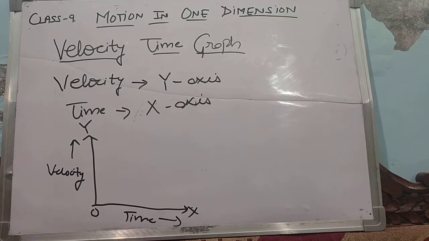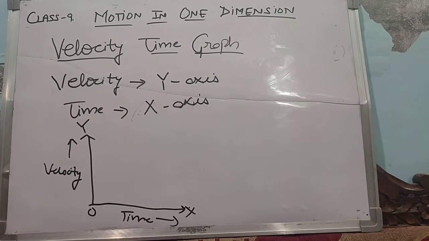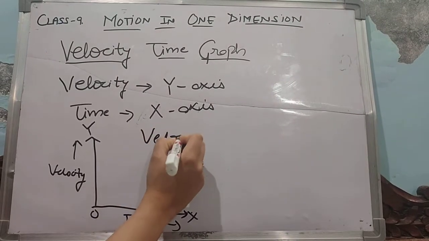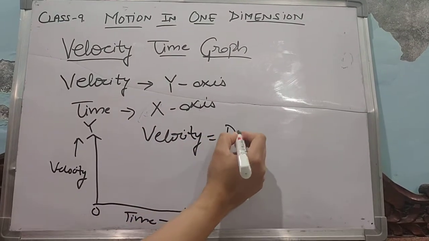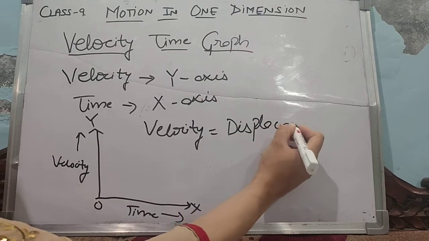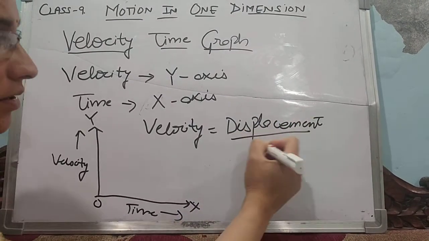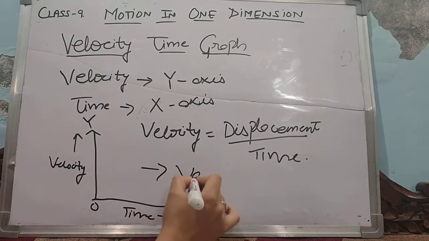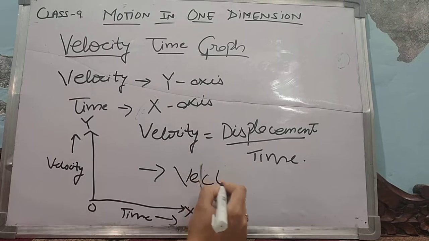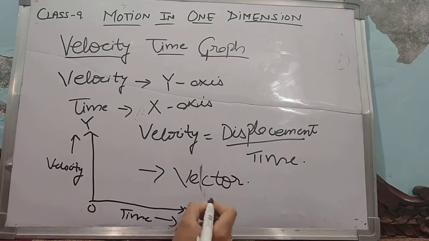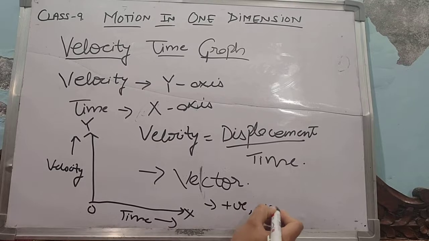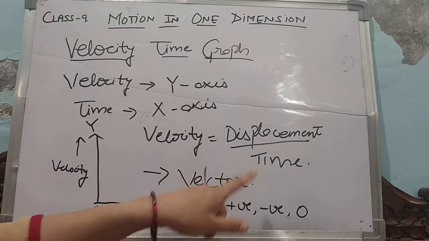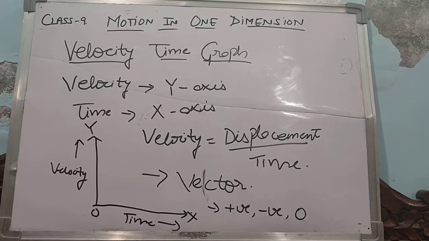As you all know, what is velocity? It is rate of change of displacement. So we can write velocity as displacement upon time. As we all know that velocity is a vector quantity. It can be positive, it can be negative, or it can be zero, as your displacement can be positive, it can be negative, and it can be zero.